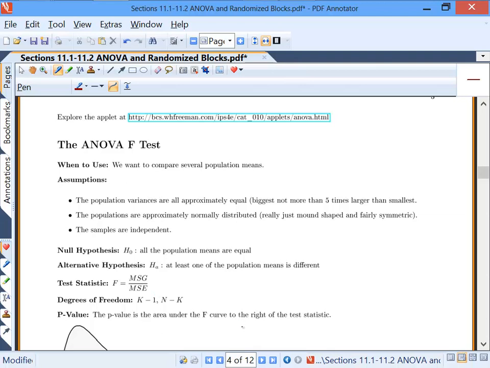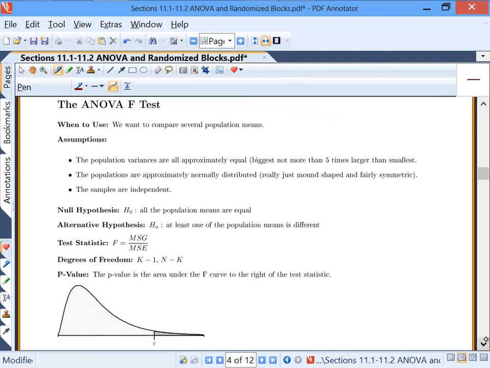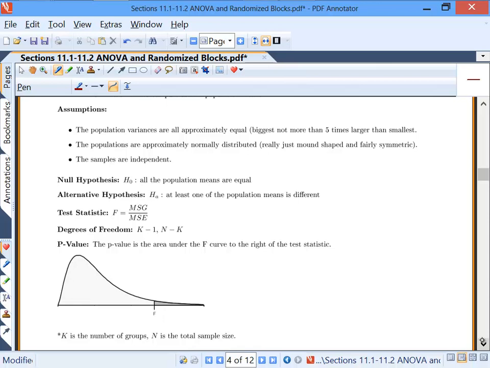Remember we said the null hypothesis is that all of your population means are equal, whereas the alternative, the opposite of all the means are equal, is that at least one of the population means is different. We have our test statistic, mean squared group over mean square error, and 2 degrees of freedom. We did talk about the F distribution once before in this class, if you remember, and the F distribution has 2 degrees of freedom, where K is the number of groups and N is the total sample size.